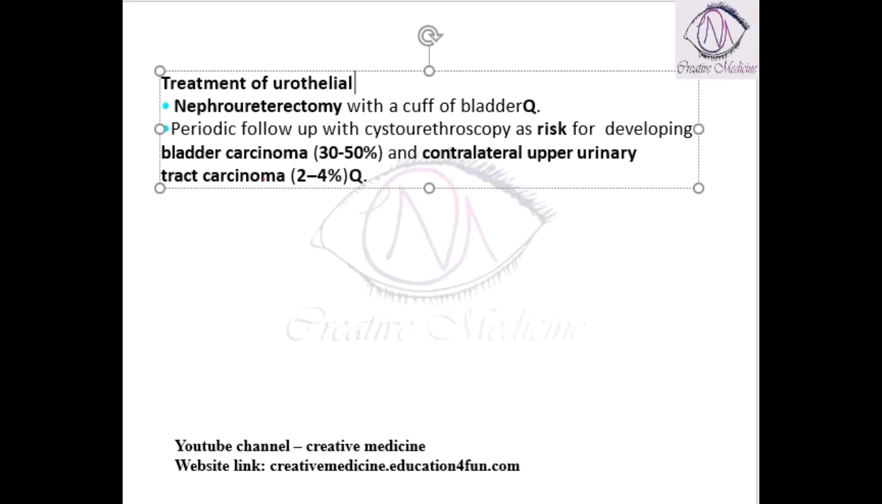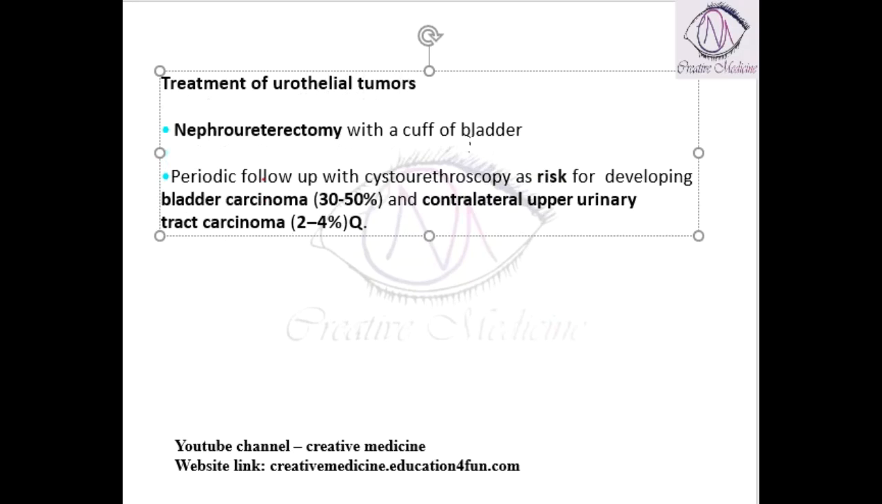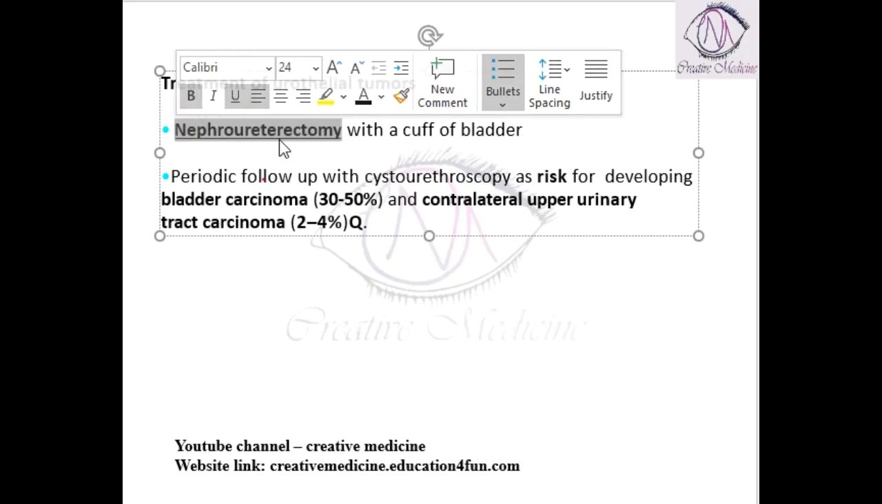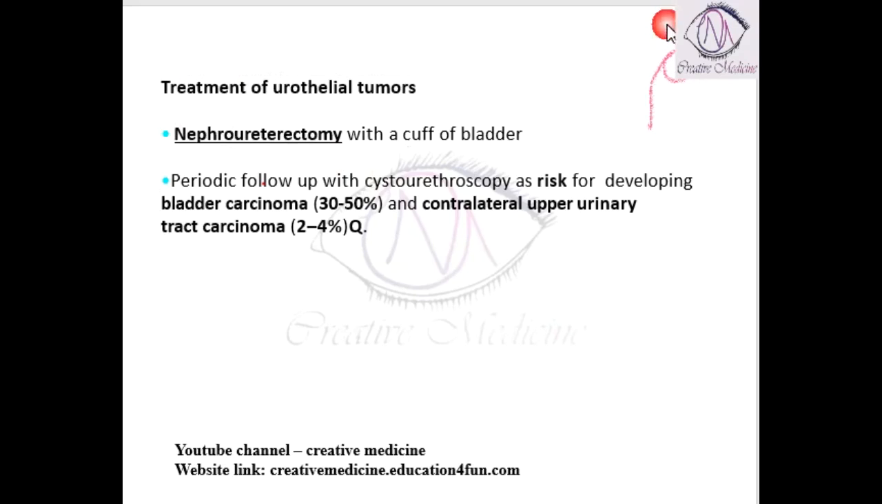So in the urothelial tumors, first you should do nephroureterectomy. In the nephroureterectomy, you will remove the kidney and you will be removing the ureter also. The nephroureterectomy is done along with a cuff of the bladder. A part of the bladder is also removed.